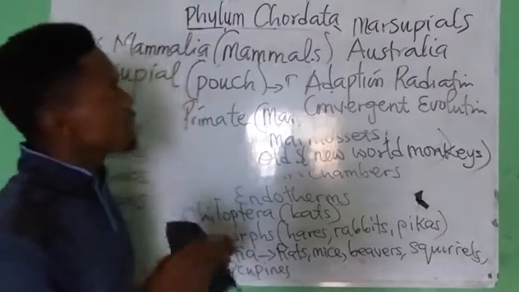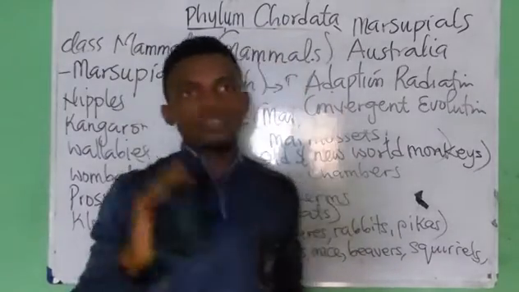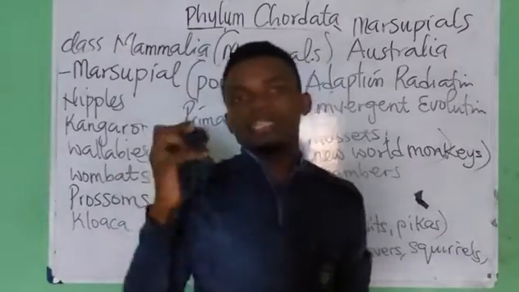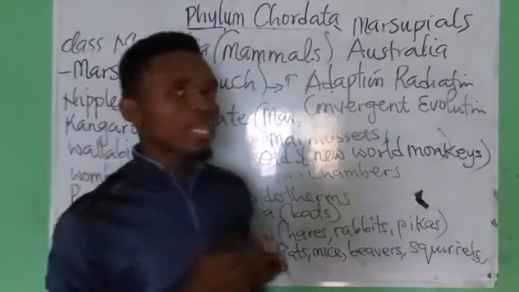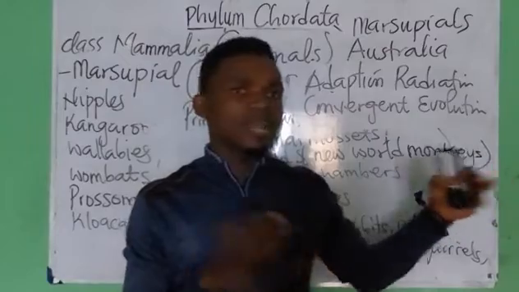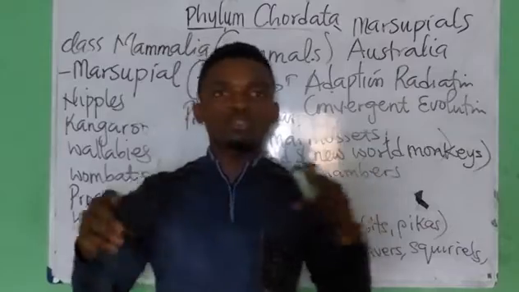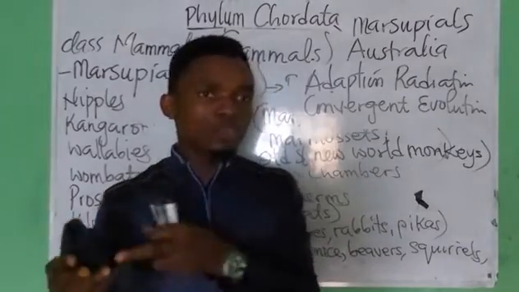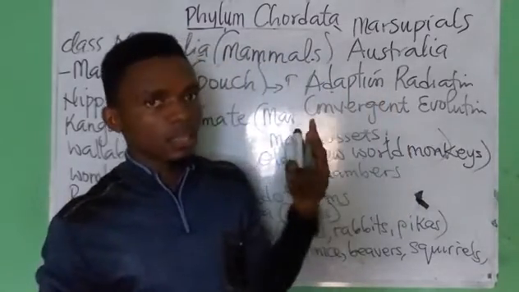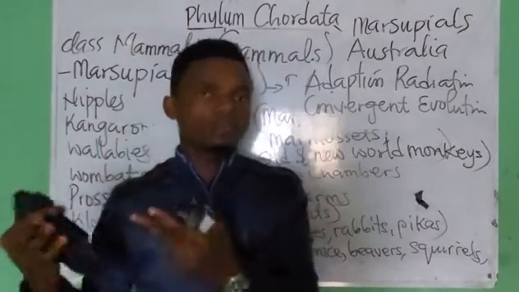So 3 videos have been uploaded. The first video was based on 3 subphyla: Urochordata, Cephalochordata, and Vertebrata. The second video was based on superclass Agnatha, that is jawless fishes, where you have the Myxini, that is hagfishes, and Cephalaspidomorphi, the lampreys. Another superclass, Gnathostomata. They are called gnathostomes because they have jaws. There are different classes underneath it.